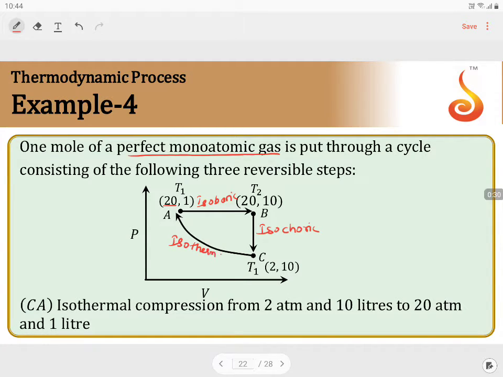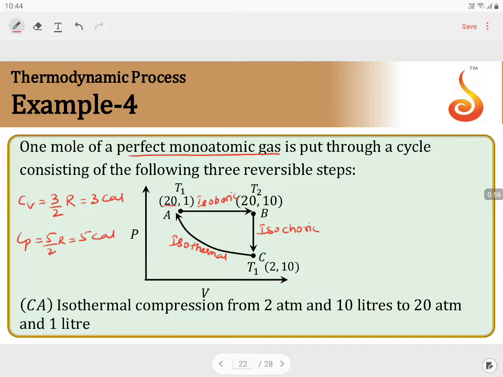Okay, now the data is clear. First, for a perfect monoatomic gas, Cv will be equal to 3 by 2 R. If you write in calories, this becomes 3 calories. Cp is equal to 5 by 2 R. If you write in calories, this is 5 calories.